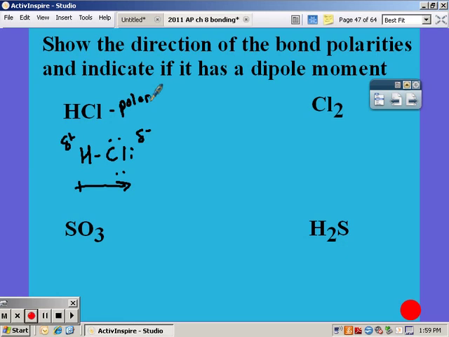Chlorine shares its electrons equally, so we do not draw an arrow and it's just nonpolar.